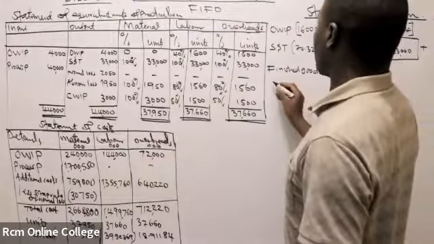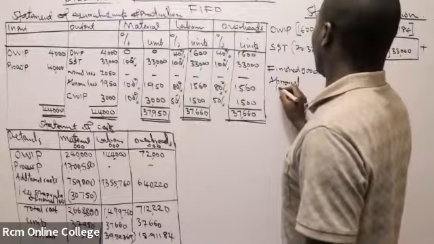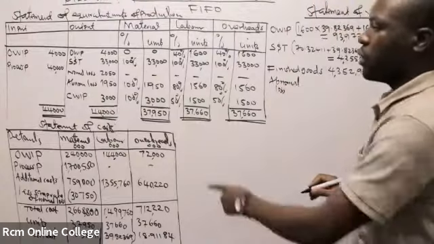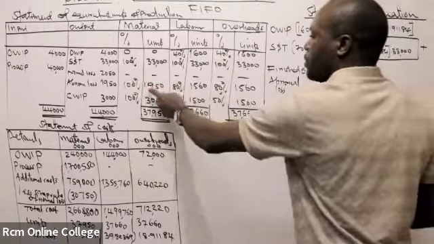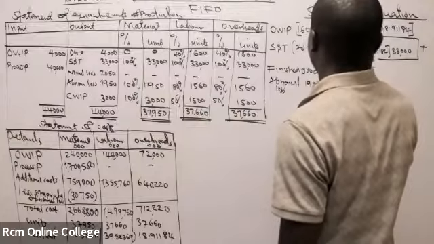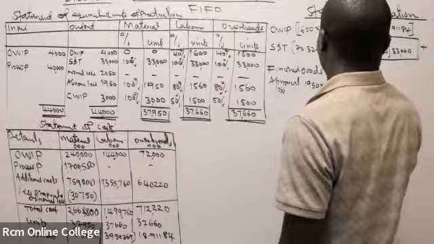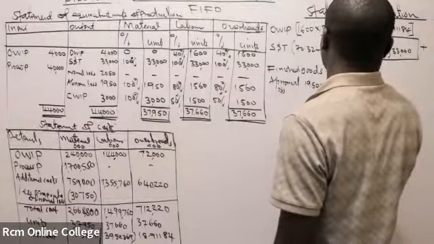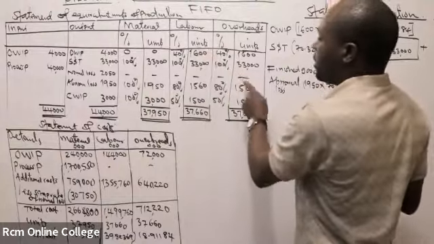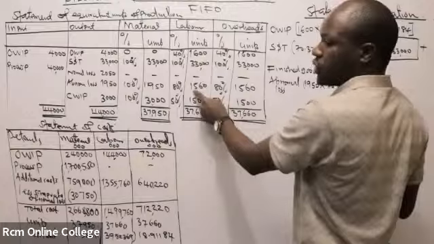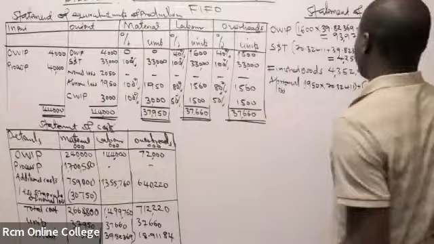So we now come here and talk about abnormal loss. We have units under material, under labor, under overhead. So let's start with material. We have 1950 times 70.32411 plus labor and material have the same number of units. So I don't multiply separately. I add these two and then multiply by 1560.